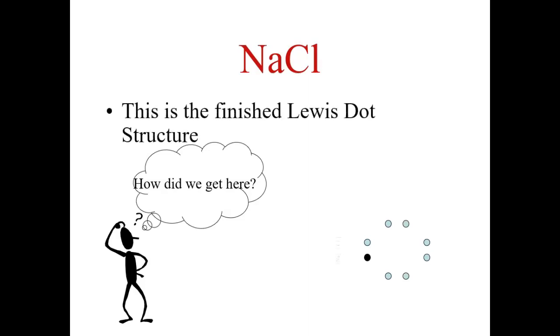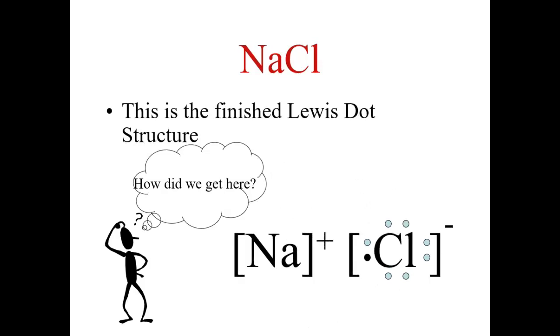This is the finished Lewis dot structure for NaCl. Okay, sodium had 1 valence electron. Chlorine had 7 valence electrons. Okay, 2, 4, 6, 7, and 1. What we're going to do is transfer this electron right here. So chlorine is now going to have this extra electron, and sodium still has those inner electrons, but we don't show them because they're inner electrons.